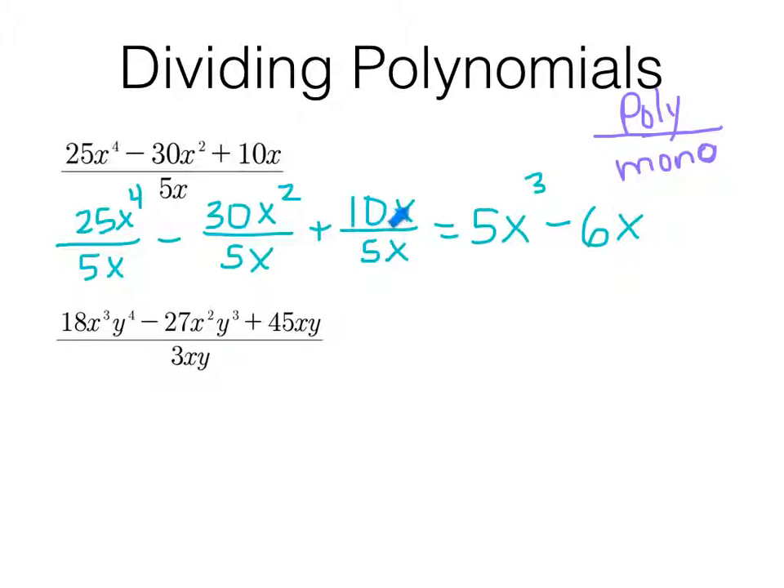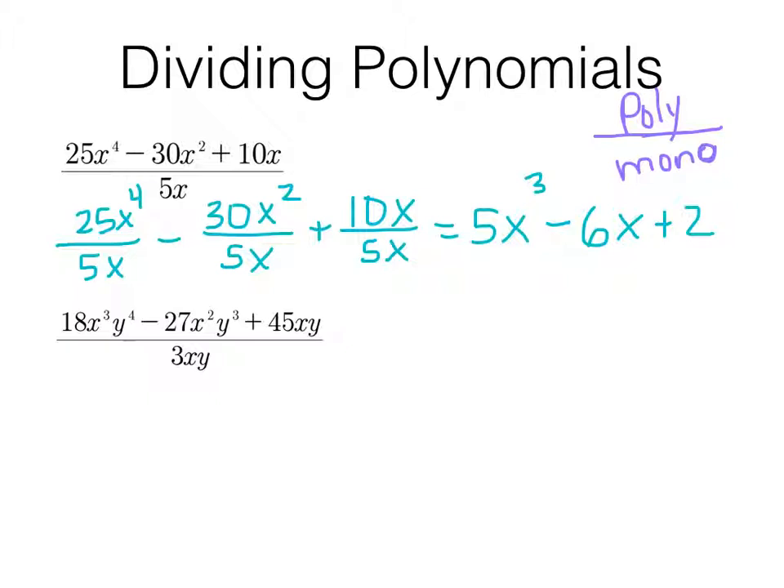And then over here, 10x divided by 5x. Well, 10 divided by 5, that's 2, and it's positive. And x divided by x would cancel out. X to the 0 does not need to be written. X to the 0 is times 1. So that's like saying 2 times a 1, but we're not going to write it because we don't need it. And we get 5x cubed minus 6x plus 2.